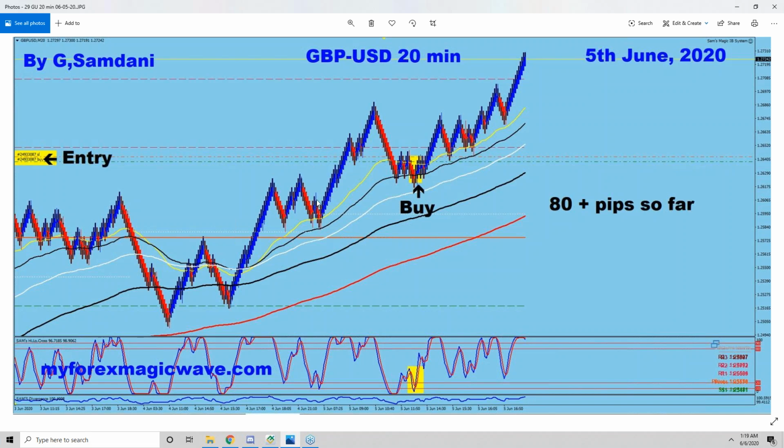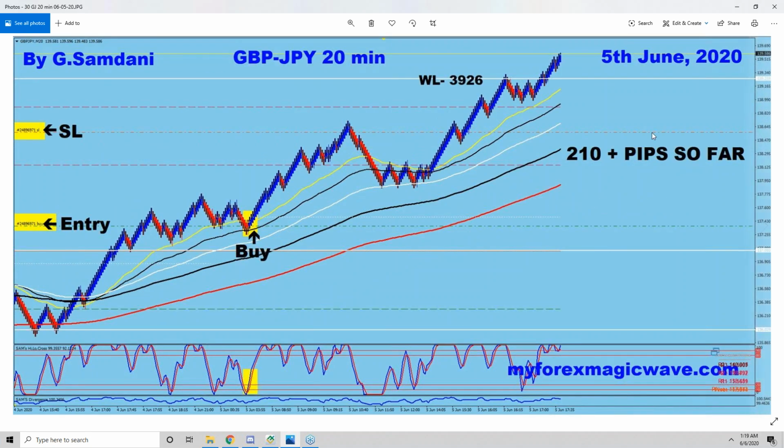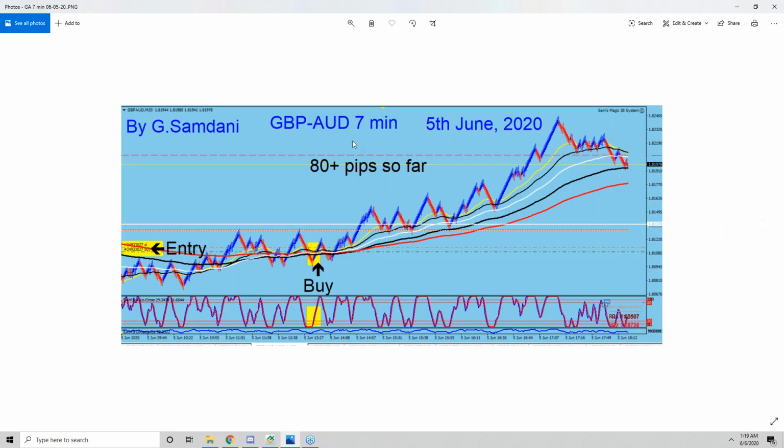This was a beautiful entry here, and then this one. I missed this one, but I got this one. And the last but not the least is the big one, pound yen. From here, I was here when today's NFP news came out. I held this because I said, let's take a chance and see what happens. And it went my way, and 210 pip, nice and clean. And I think the last one is pound Aussie, also went up, and this is the entry here, buy entry, and 80 pip on that one.